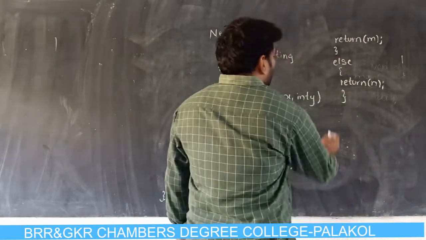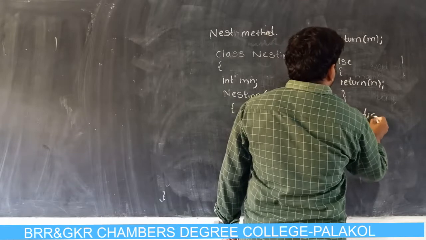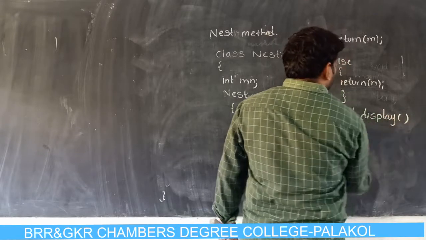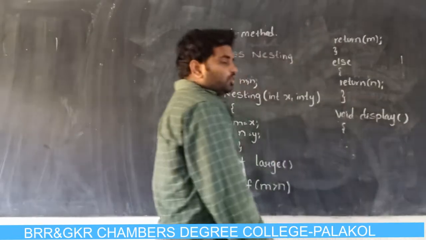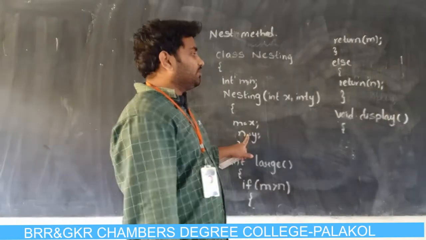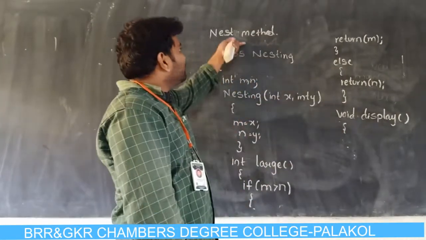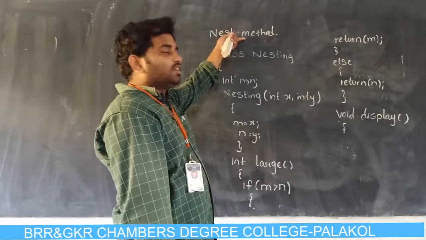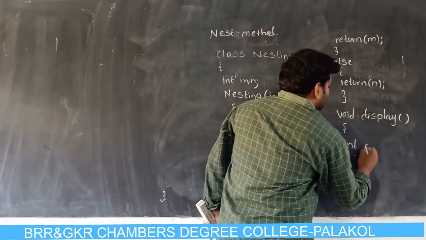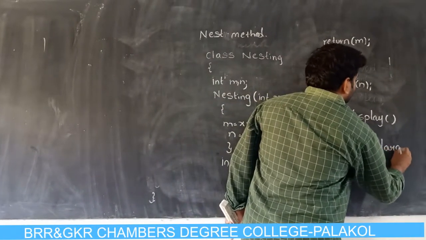Okay. Next one, void display. This is another method. This method calls another method of the same class, which is nothing but the nested method. Suppose you write int answer is equal to large.